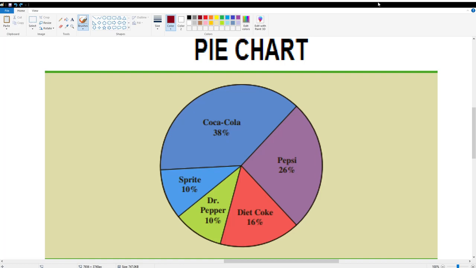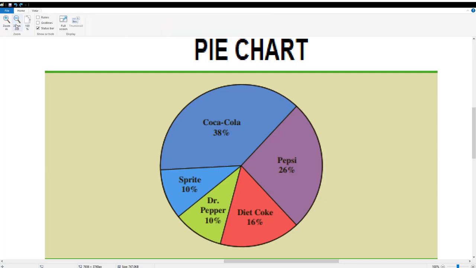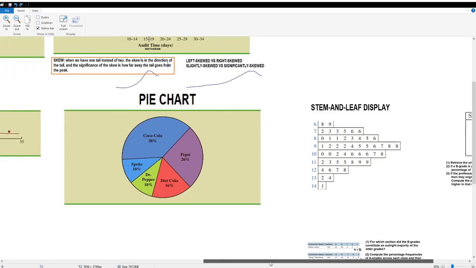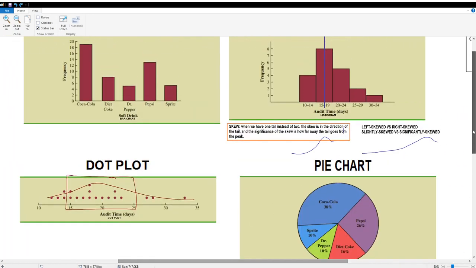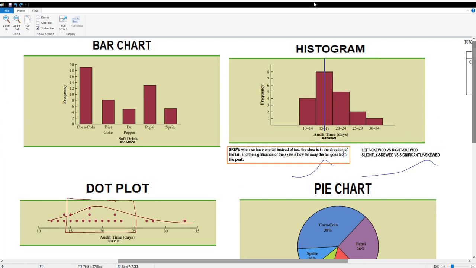Usually, when you're dealing with categorical data values, you'll see a pie chart more often than a bar chart. And when dealing with the quantitative ones, you'll see a histogram much more often than a dot plot. So, on the test, I'm going to give you a series of charts, and you're going to have to identify which type of chart it is. For most of you, it should be a cakewalk.